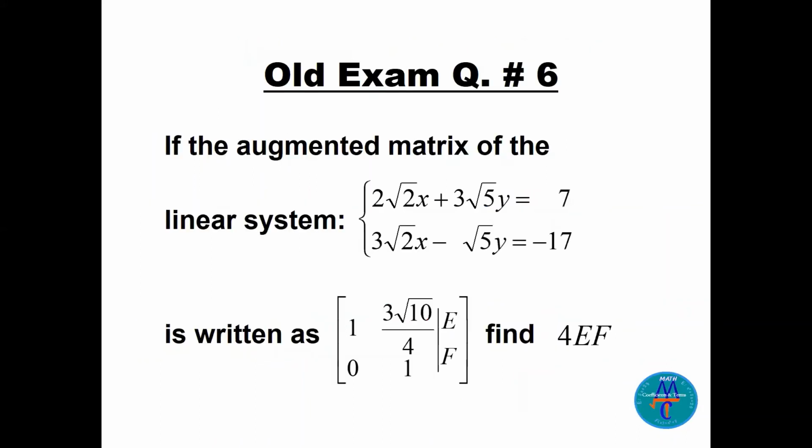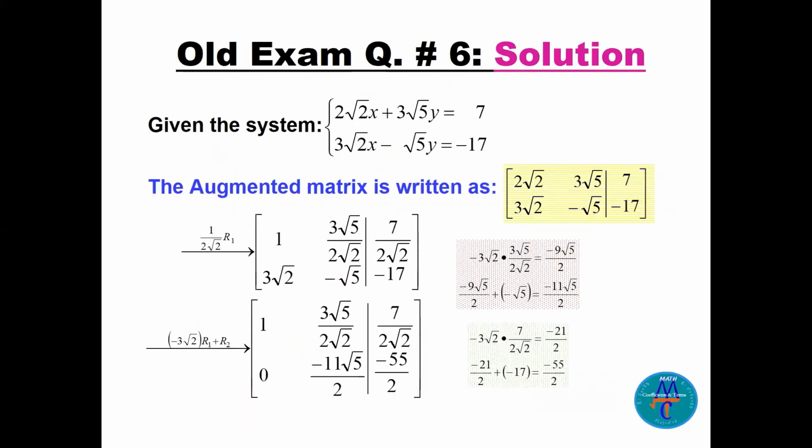We have already arranged the linear system 2 by 2. There are 2 equations in 2 variables. We have to write the augmented matrix as given here. So let's start from the beginning. Here we have a lot of calculations in radicals. So we write the augmented matrix: 2 square root of 2, 3 square root of 5, 7; 3 square root of 2, minus square root of 5, minus 17. Just be careful there. Just deal with these as numbers, but they are a little ugly.